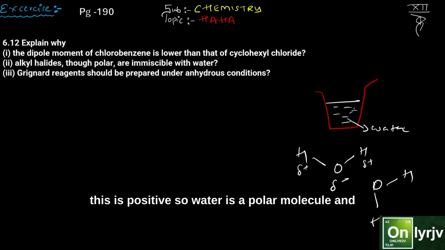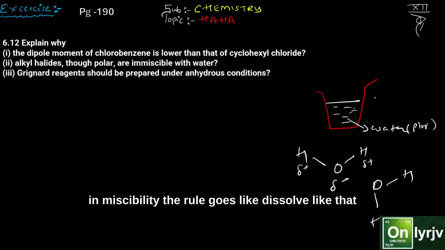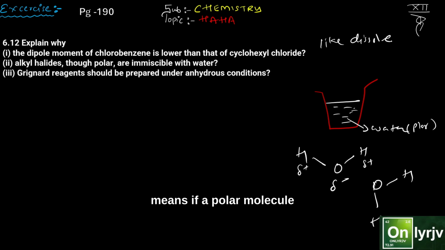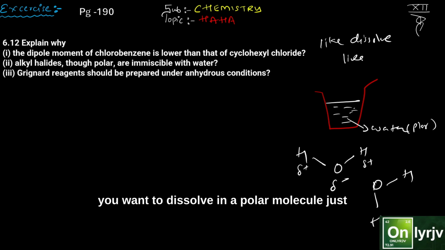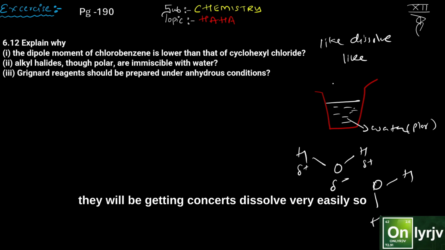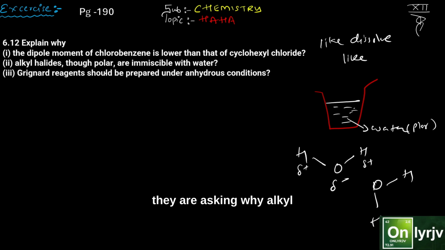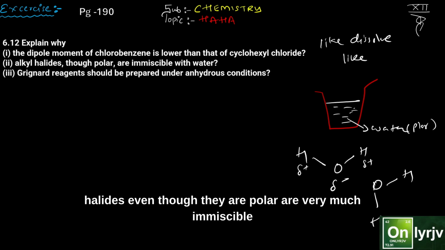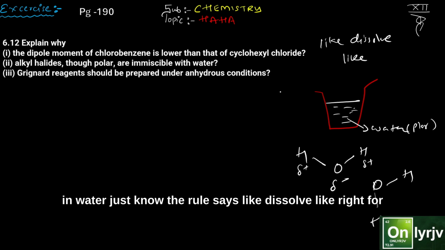So water is a polar molecule, and in miscibility the rule goes like dissolves like. That means if you want to dissolve a polar molecule in a polar molecule, yes, they will get dissolved very easily. So they are asking why alkyl halides, even though they are polar, are very much immiscible in water. Just now the rule says like dissolves like, right?